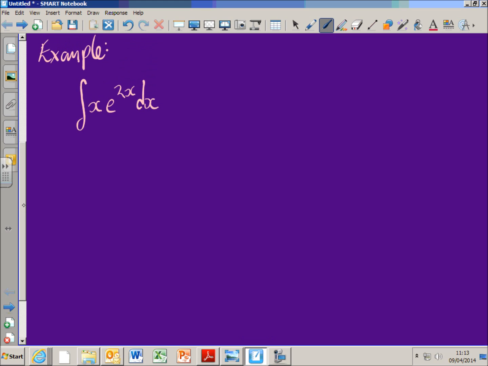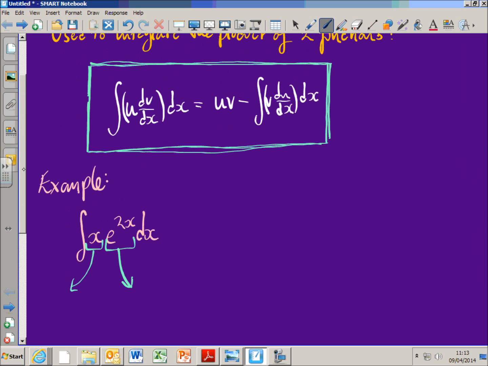So what are the two things that I've multiplied together? I've got the product of two things. I've got the x and I've got this e to the 2x here. And I've got to decide one of them is going to be the u, and one of them is going to be something that has already been differentiated, dv dx. Does that sort of make sense?